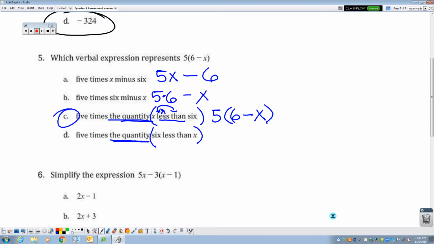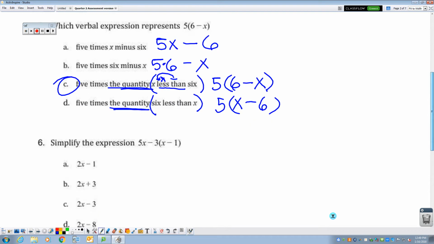But let's just look at what this last one says. 5 times the quantity means I have parentheses of 6 less than x. So 6 less than, it's a turnaround word, x. And that's what that choice would look like, and that's not what we have.